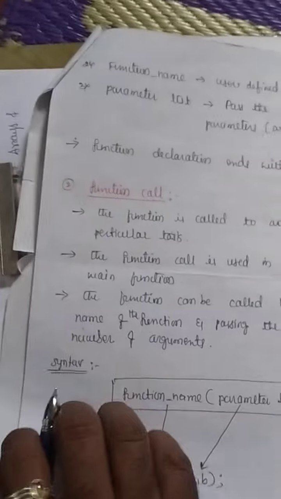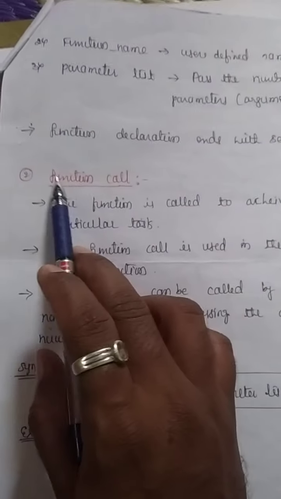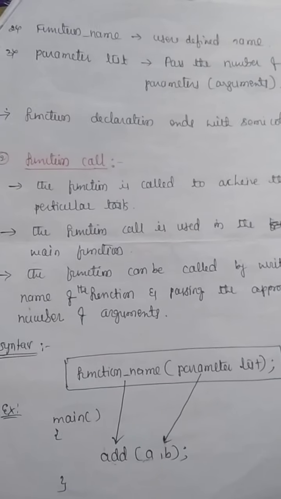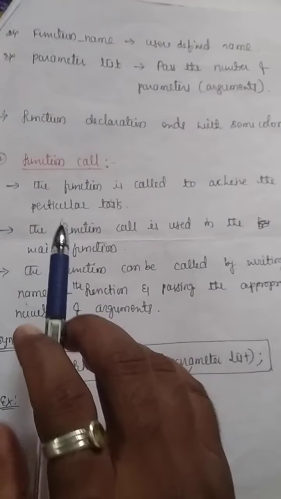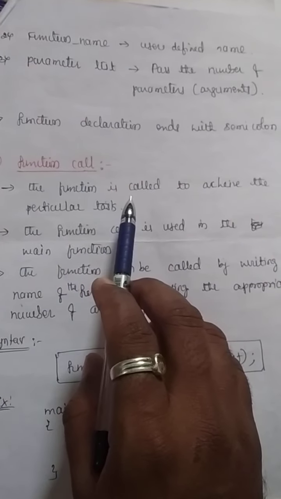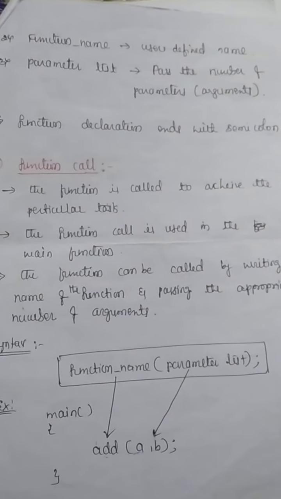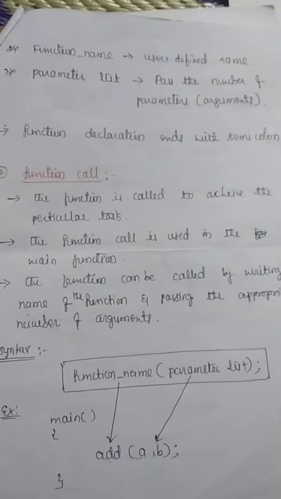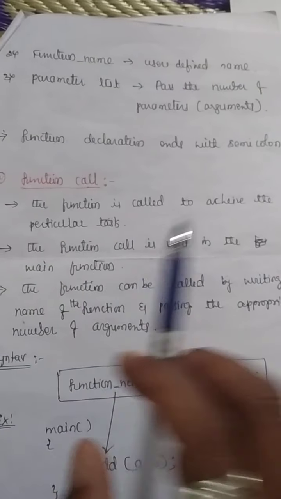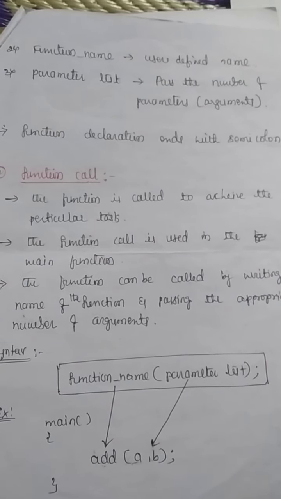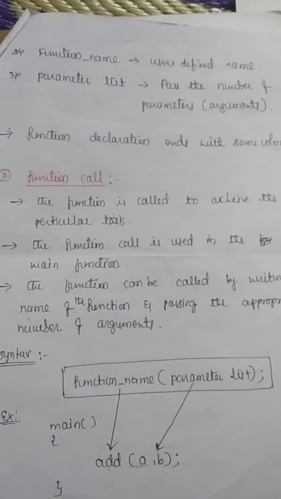Now, after that, the second one is function call. What do you mean by function call and where do we write this? We are going to discuss now. The function is called to achieve a particular task. The main function will call a function to do some task. That function call is going to be written within the main function.